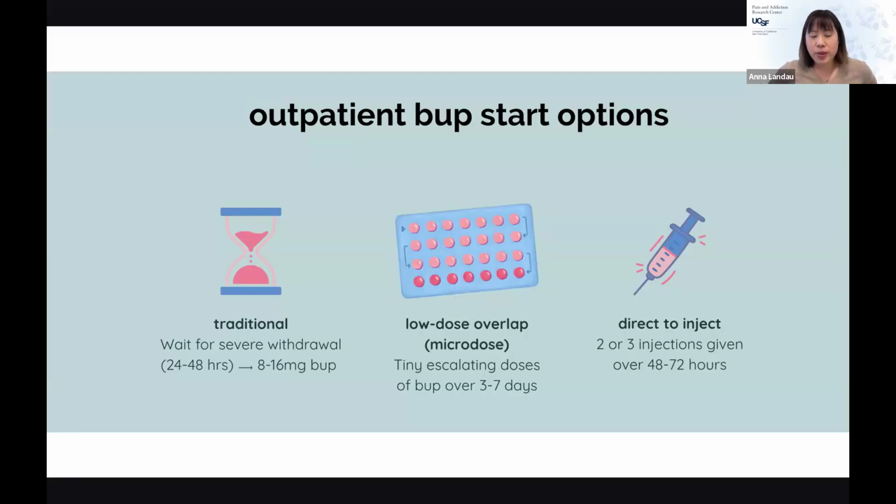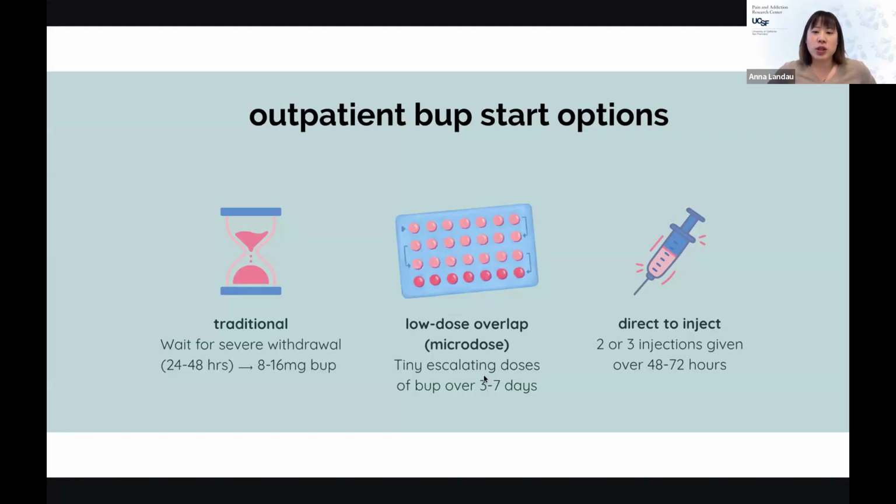There is the traditional method, which Damian mentioned, is how we used to start buprenorphine back in the days of heroin, waiting for severe withdrawal, usually 24 to 48 hours, and then starting substantial doses of buprenorphine. There's low dose overlap inductions, also known colloquially as buprenorphine microdosing, where we start tiny doses of buprenorphine, usually about 0.5 milligrams, and escalate those doses slowly over several days.